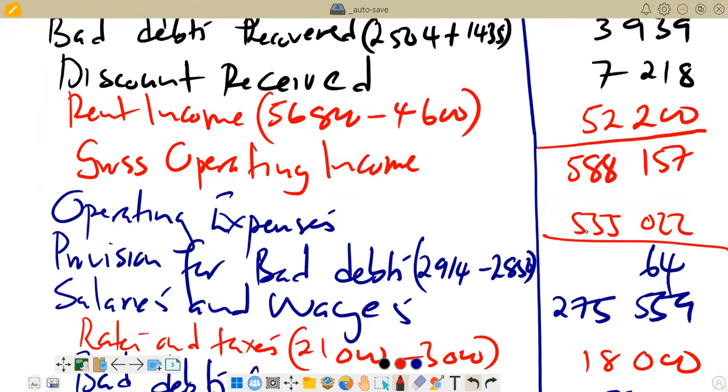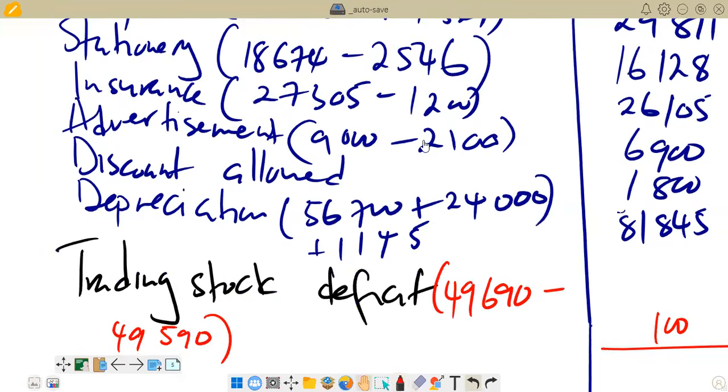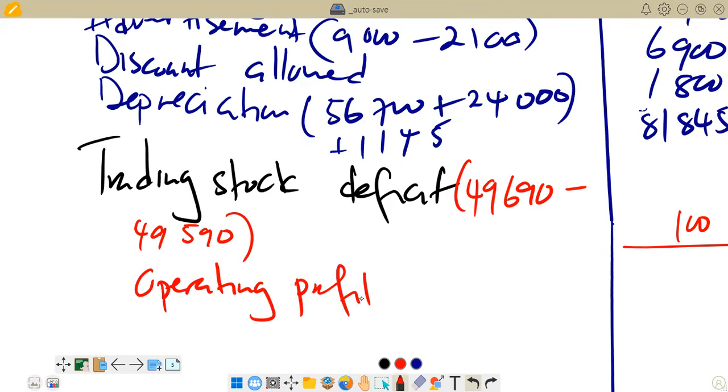So if we add all expenses, we are going to get 555,022. And then you now subtract the operating expenses from our operating income. Then you get 33,135. 33,135, and it's going to come down there as our operating profit. We get 33,135.